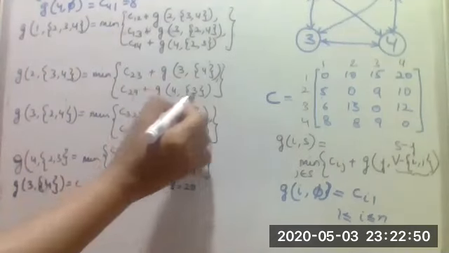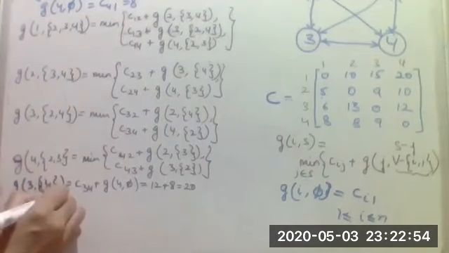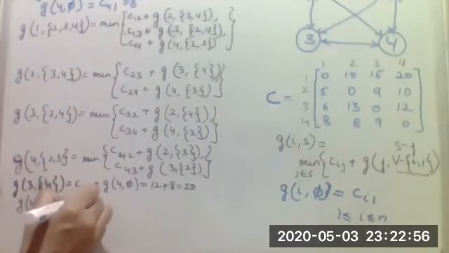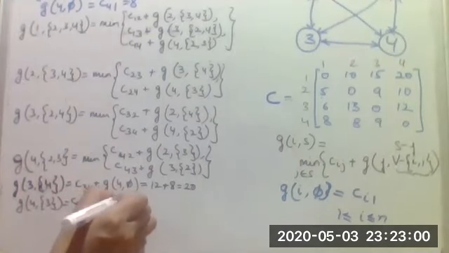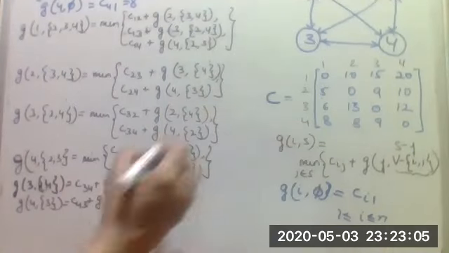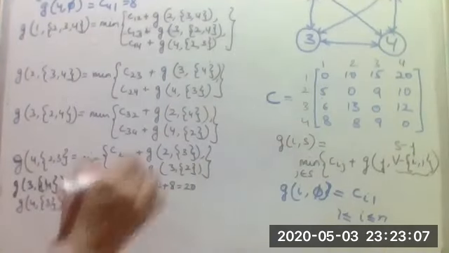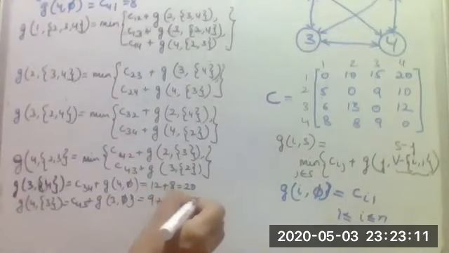Now the next one that we need to calculate here is G4, 3, and this is equal to C4, 3 plus G of 3 and empty set. Yes, and this is equal to C4, 3 is 9 plus G3 empty set is 6, and this is equal to 15.